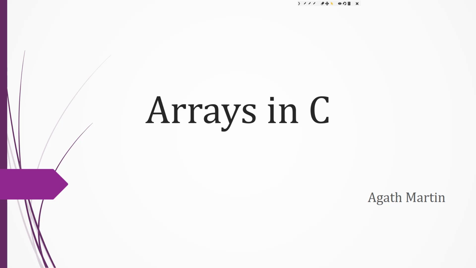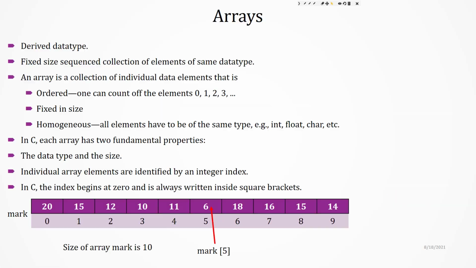Imagine I want to store 100 values. It is possible by declaring 100 variables, but it is a bit difficult, because first of all you have to declare 100 variables, then I have to read all these values. So to avoid this, there is a concept called arrays in C. An array is a derived data type, a fixed sequenced collection of elements of the same data type.